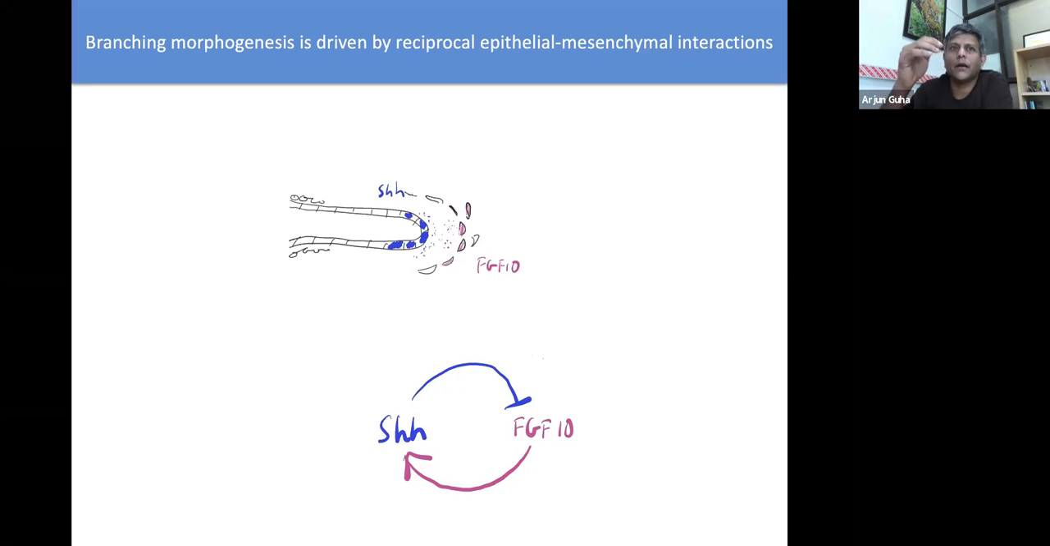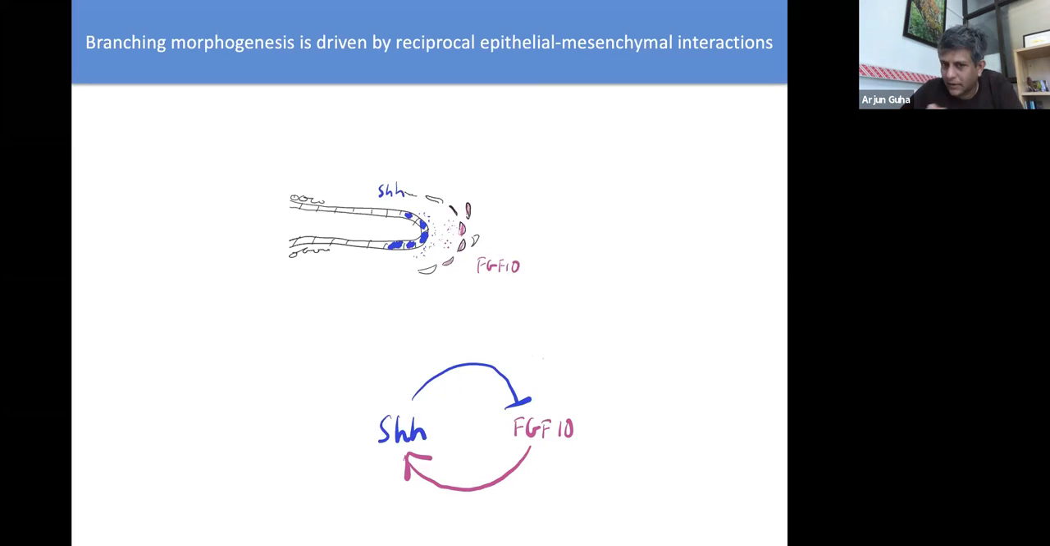Excellent. But how does this explain the different branching subroutines that we've discussed? How does the branching epithelial tube know the difference between a domain branching, a planar bifurcation, or an orthogonal bifurcation?